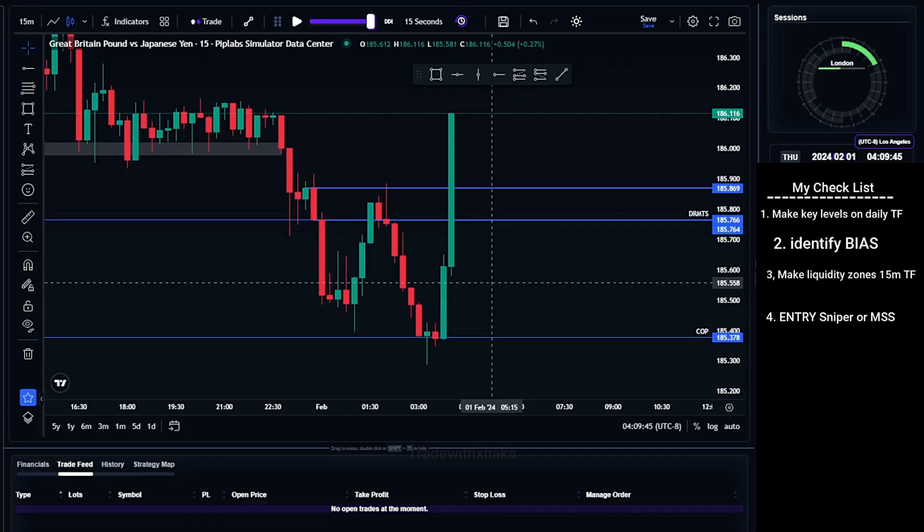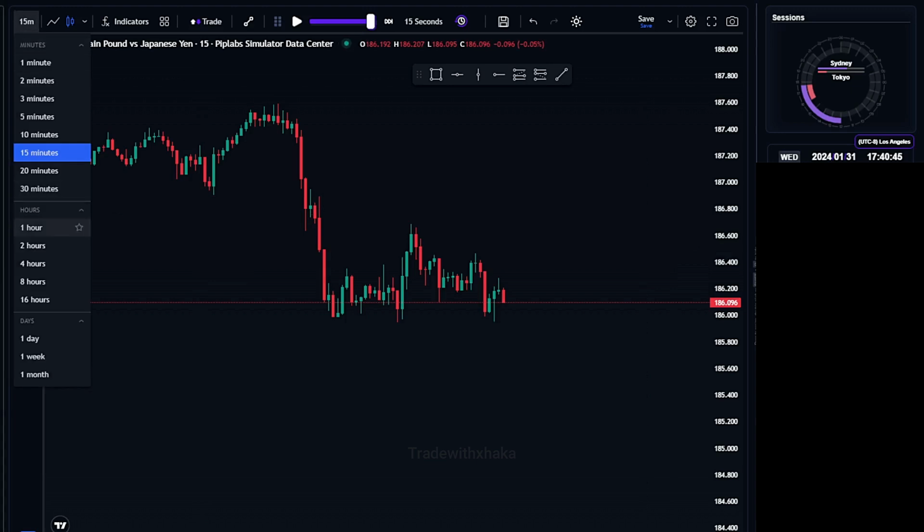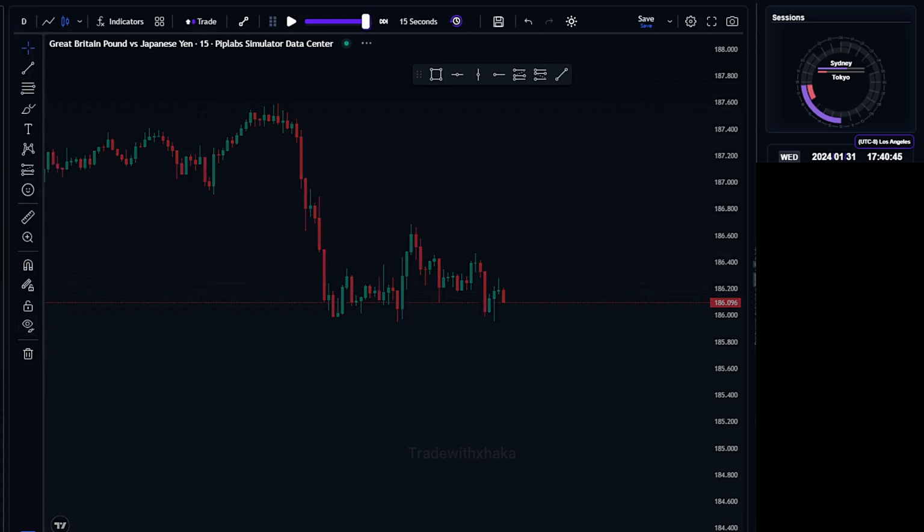Look for liquidity. Important zone, price is likely to seek for liquidity. Then you look for your sniper entry or your market structure shifts. That's how to do it. On daily time frame, that's our higher time frame as daily traders. Go to daily time frame.